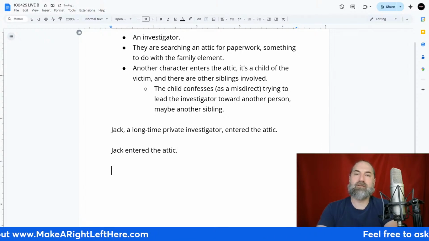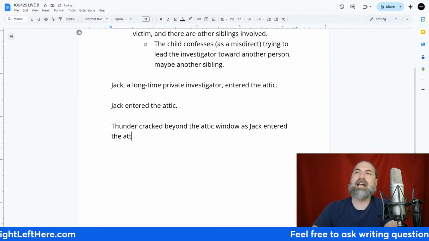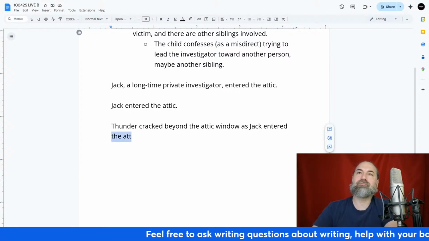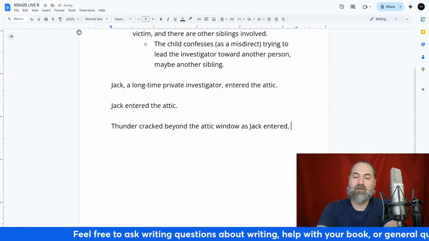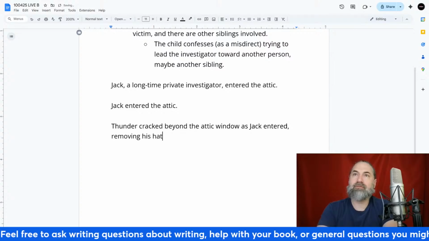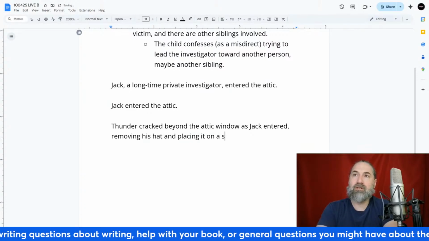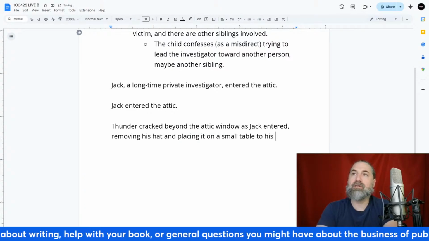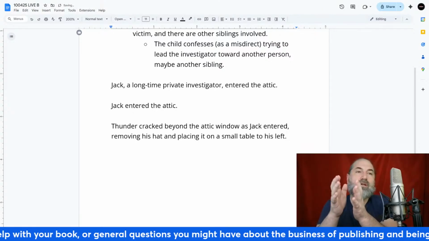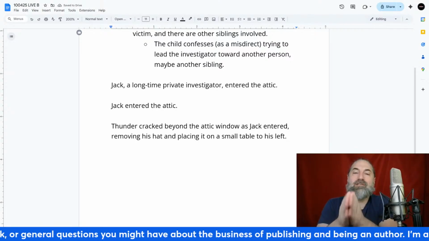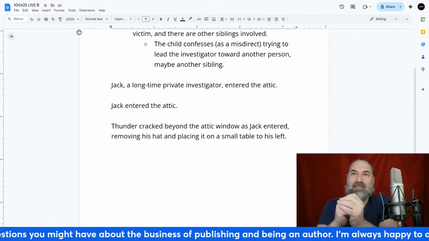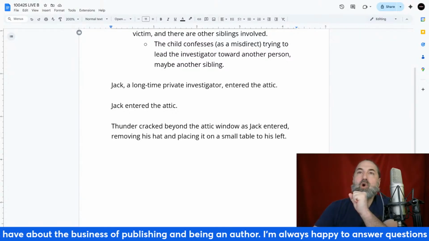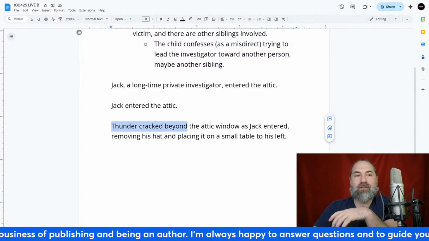Just so you can see the evolution. Sorry about that. Thunder cracked beyond the attic window as Jack entered, removing his hat and placing it on a small table to his left. All right, so this is considered slow pace, and the reason is because we are creating atmosphere.